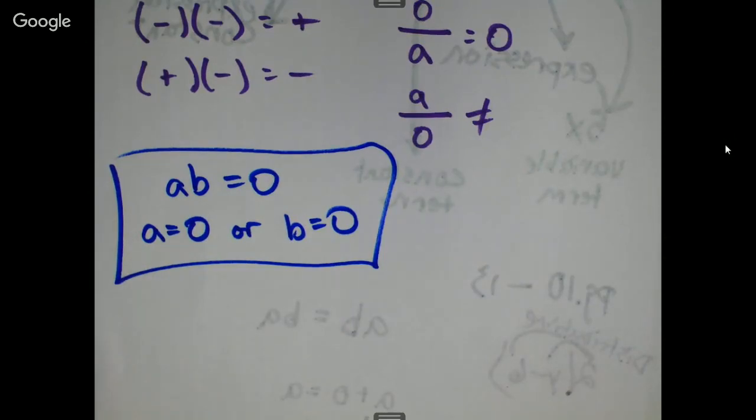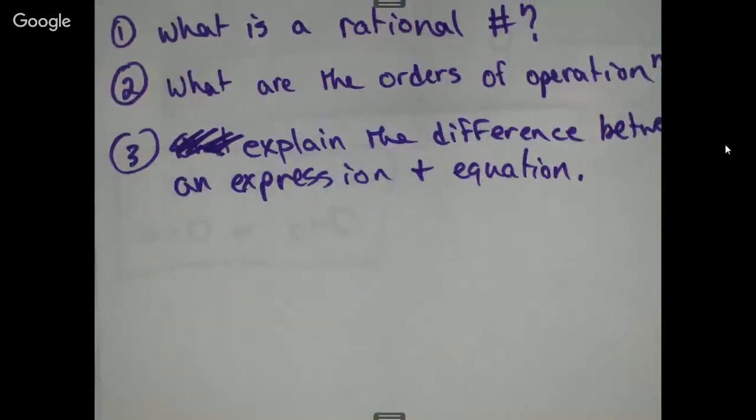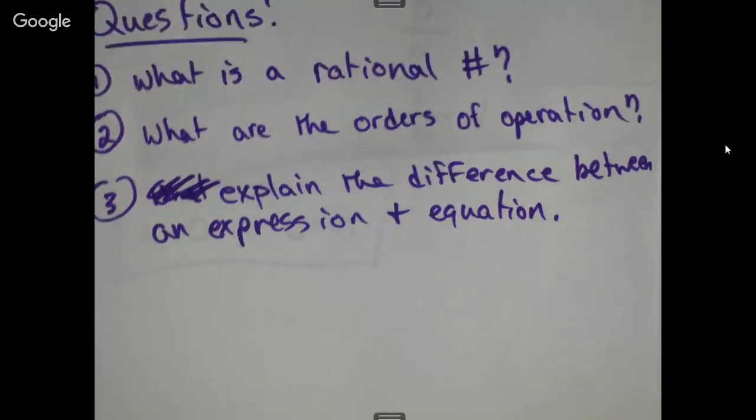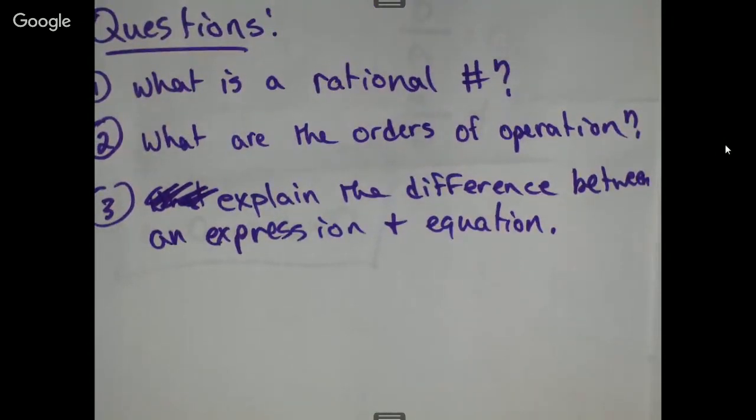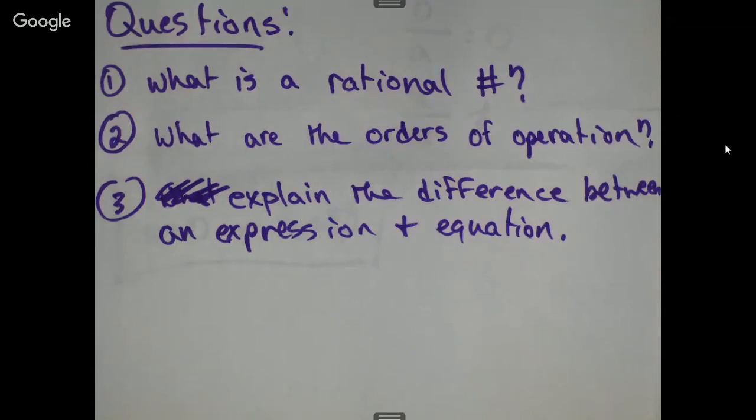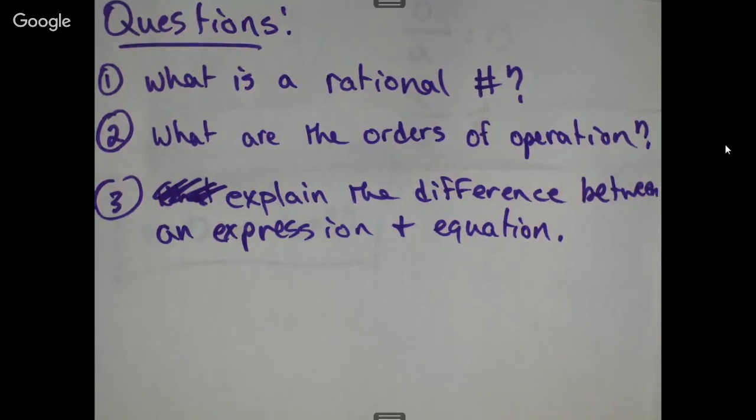Okay, so I'll give you the rest of your questions here. Okay, so we have, what is a rational number? What are the order of operations? And number 3, explain the difference between an expression and an equation. So I should have gone over all of those in the video. If you don't remember them, you need to go back and watch this video.